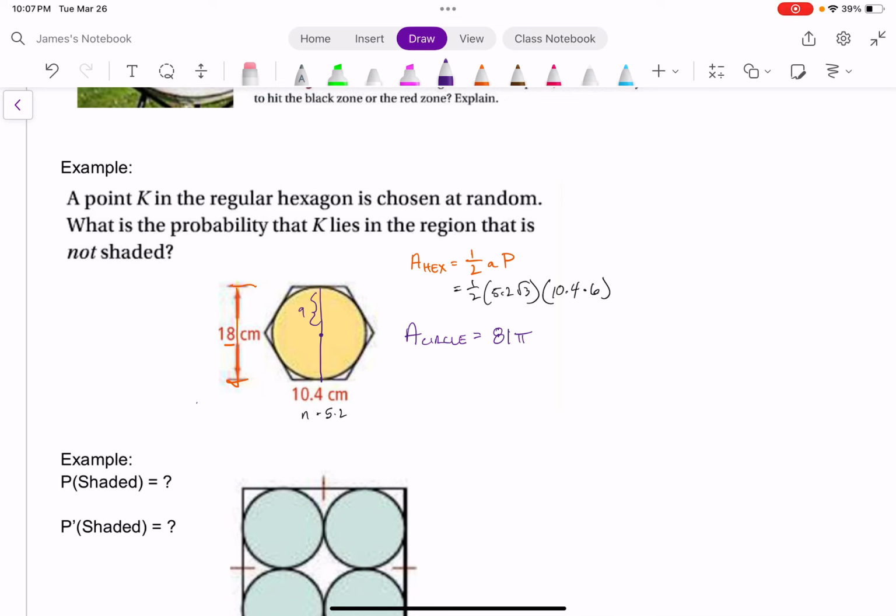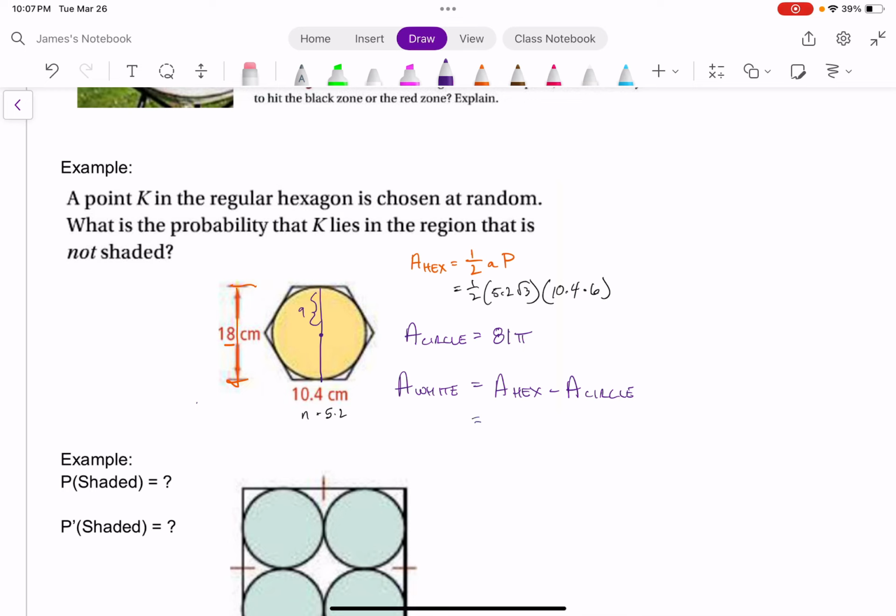So then the area of the white would be the hexagon area minus the circle area. And that's how you find areas of regular shapes. You have to manipulate the areas of known regular shapes that we have formulas for.